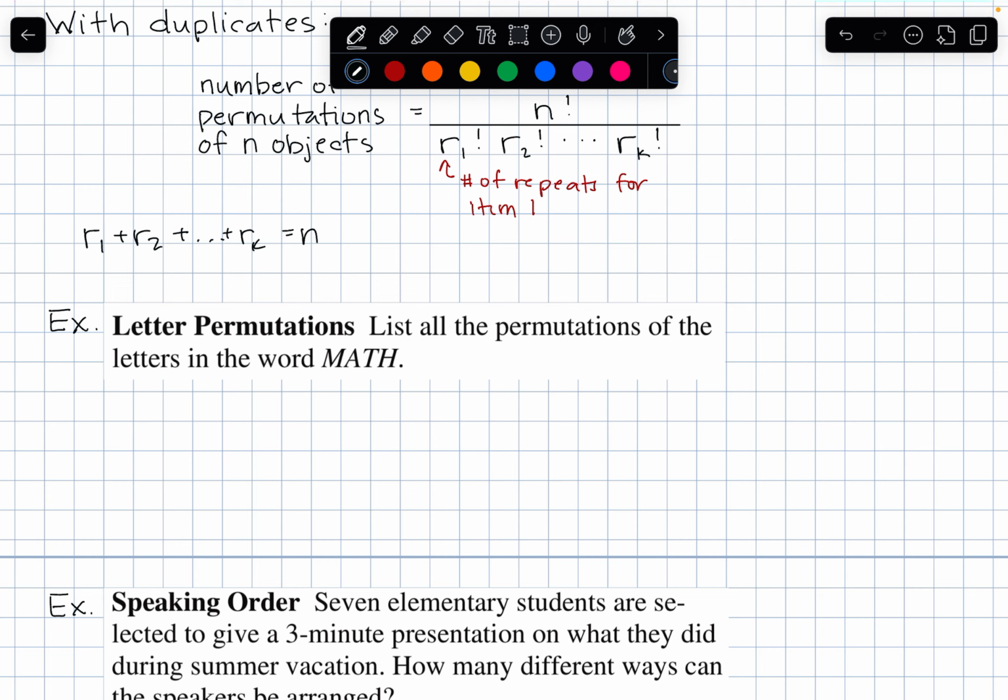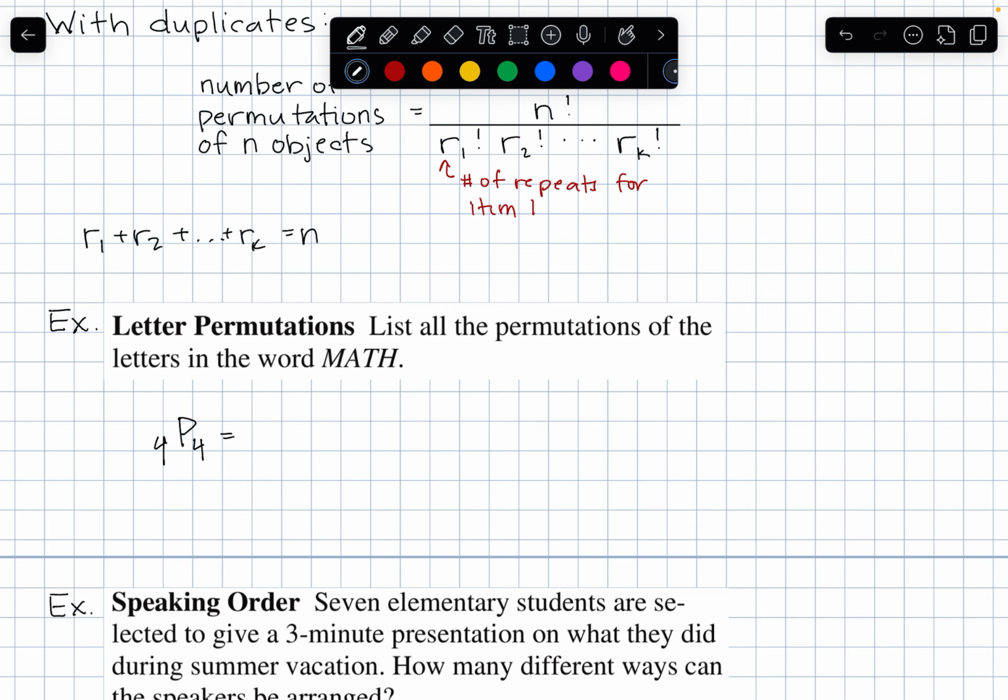Math doesn't have any duplicates, M-A-T-H, so I need to identify the number of items, the number I'm choosing. So I know it's a P. In this case, there are 4 letters in the word math, and they're asking me to list all the permutations of those letters. I'm choosing 4 letters from that list. They're asking me how many ways can I order those 4 letters. That's 4P4. I'm choosing all 4.